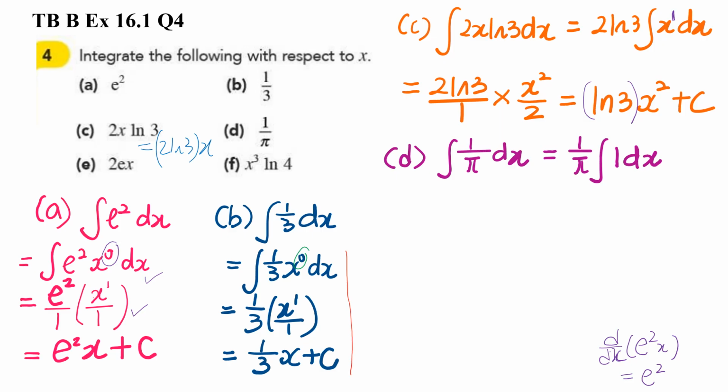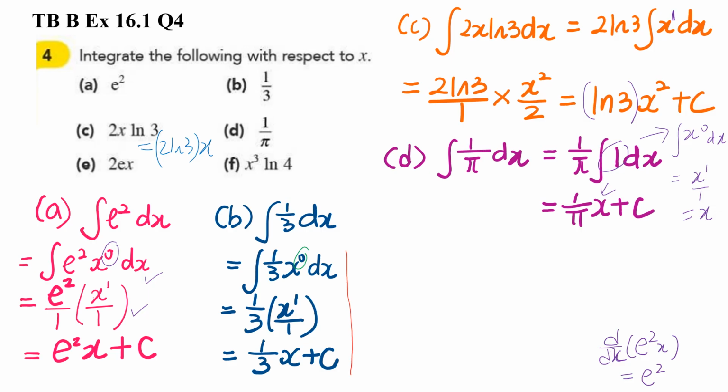You just take out 1 over pi, and then this 1 here, you can just write as x to the power of 0. And then you just take 0 plus 1 to give you x to the power 1 over 1. And x to the power 1 over 1 is just x. So that explains it here. But if you think of it as a reverse process, you don't have to go through all these steps, right? Because when you differentiate 1 over pi x, it will just give you 1 over pi. So when you integrate 1 over pi, you just get 1 over pi x plus c.